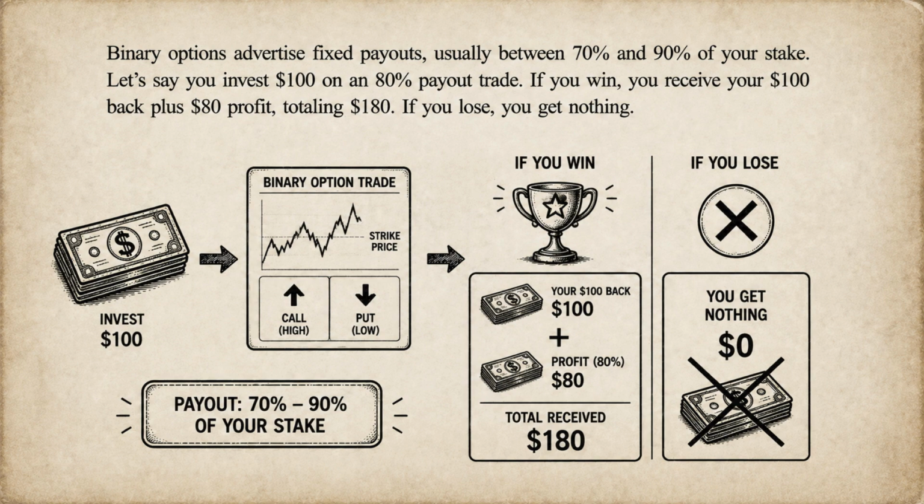Payout structure, break-even math, and house edge. Binary options advertise fixed payouts, usually between 70% and 90% of your stake. Let's say you invest $100 on an 80% payout trade. If you win, you receive your $100 back plus $80 profit, totaling $180. If you lose, you get nothing.